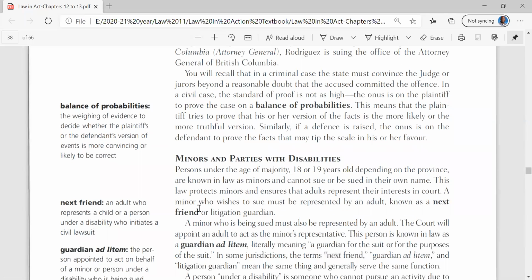So you can't sue people who are minors, under the age of 18 or 19, or people with certain disabilities. So when people are sued in such a situation, you might have what's called a next friend. It's an adult who represents a child or a person under a disability who needs a civil lawsuit. The next friend is for someone who is disabled and can't defend themselves. This person steps in and helps in the defense of that person.